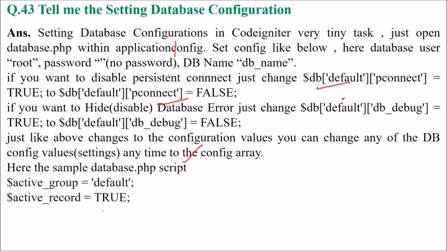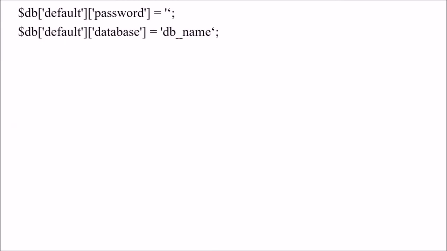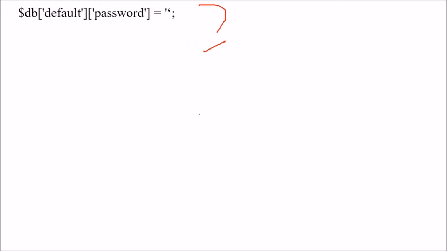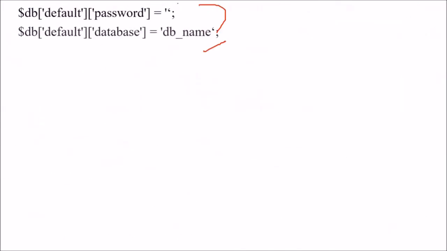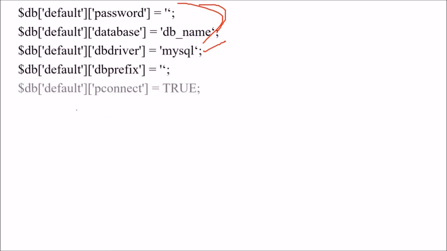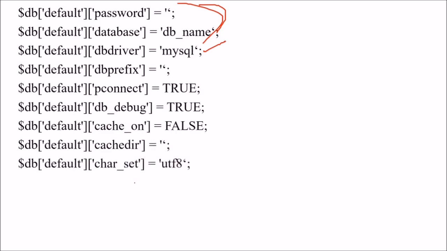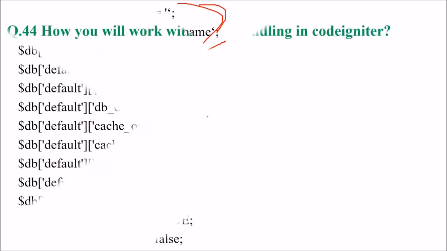Active group, this is default, active record true. Now you have the localhost default hostname, then the root, then the password, then the database name, and of course the database driver. So these four you have to change in database.php. And you can keep all the rest as they are, like db driver, db prefix, db connect, db debug, cache on, cache dir, cache set, db collat, swap pre, auto init, and strict on.